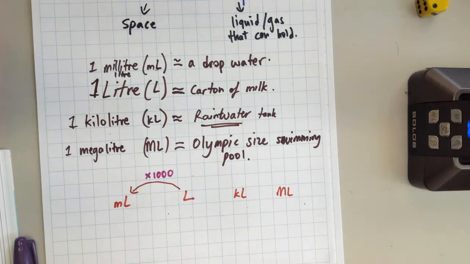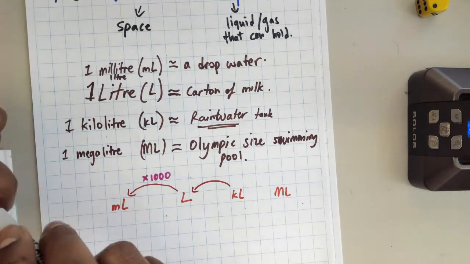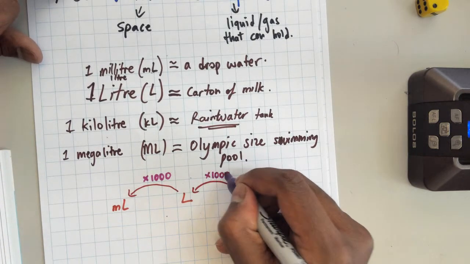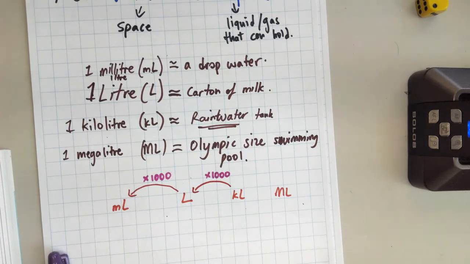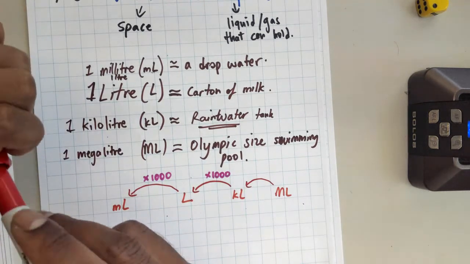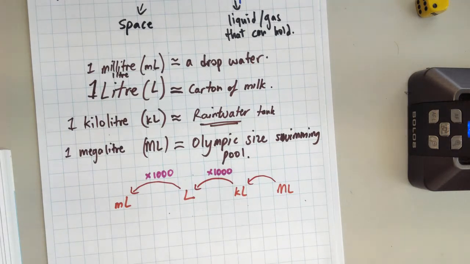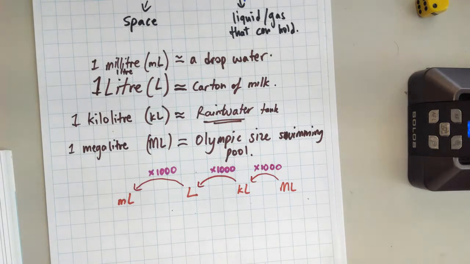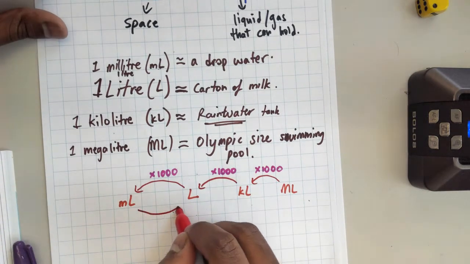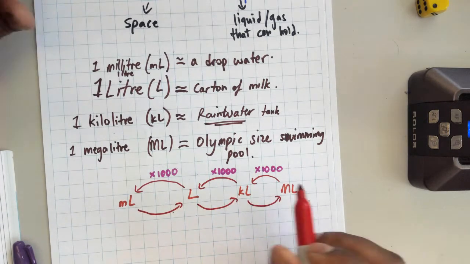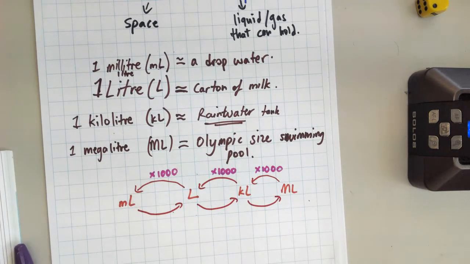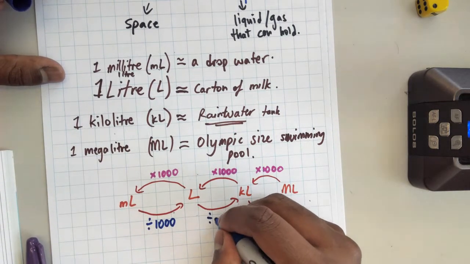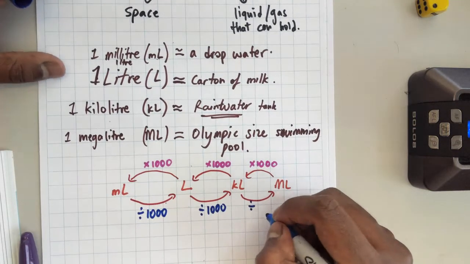What about going from kiloliters to liter? Well, there's 1,000 liters in 1 kiloliter. So once again, multiply by 1,000. What about megaliters? Well, there are 1,000 kiloliters in 1 megaliter. So once again, multiply by 1,000. Now, as you can guess, going backwards on our conversion table, I'm going to do the opposite of multiply, which is divide. So we're going to divide by 1,000 there. And divide by 1,000 there.